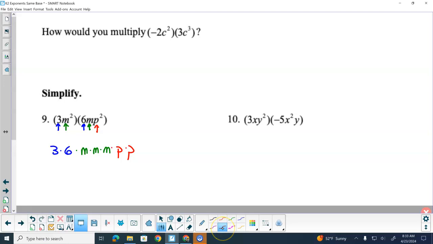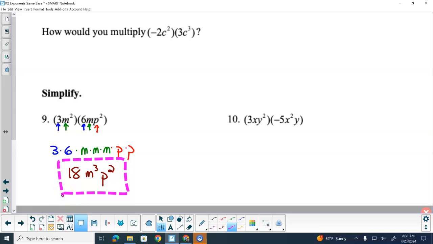6 times 3 is 18. 3 m's. How could I write 3 m's? How could I write these green 3 m's? What you got is m to the 3 power. Yes. The 2 blue peas: p squared. Yeah, and that's my answer right there. That's how I do those. Okay.